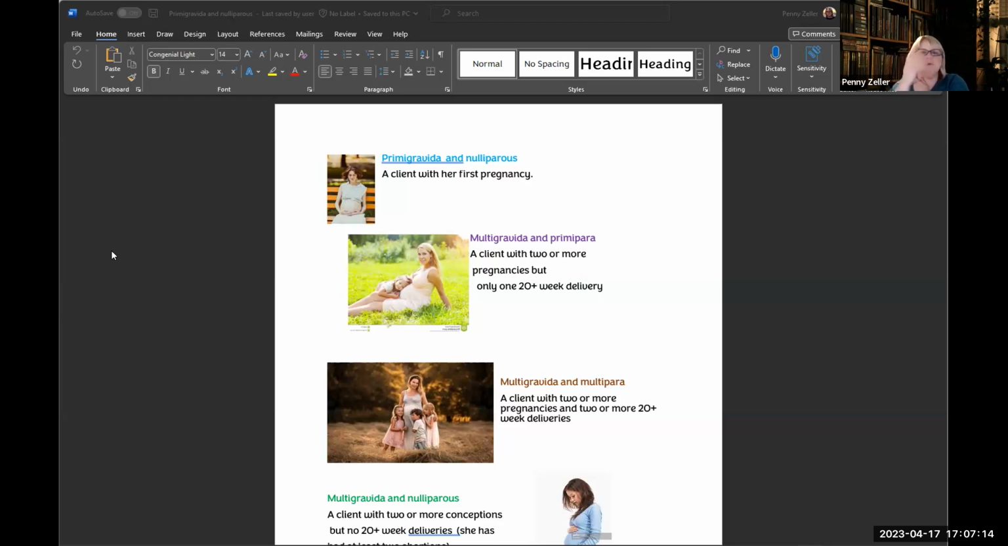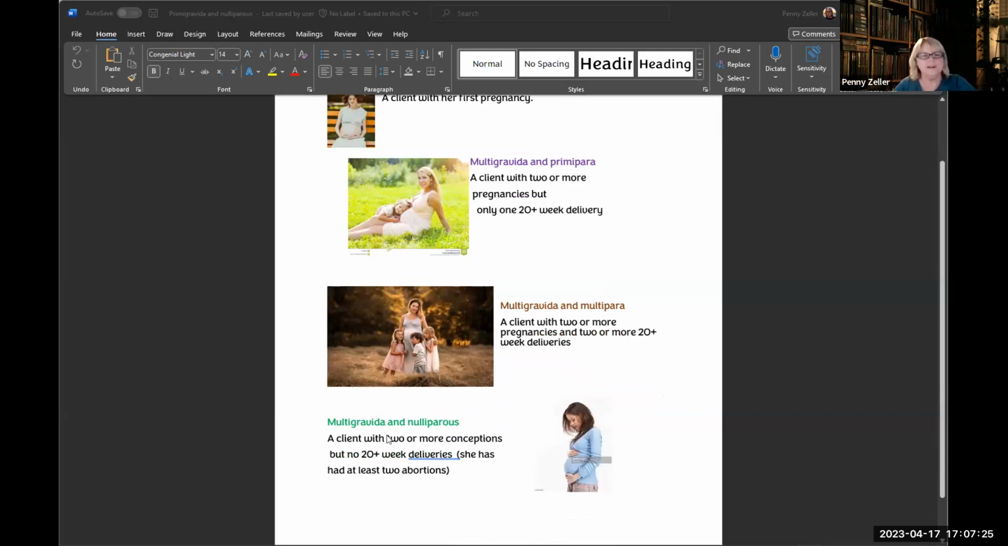Okay. And then a multigravida and multipara. She's had 2 or more children and 2 or more deliveries after 20 weeks. And then one more, multigravida but nulliparous. So this would be someone who's had maybe 2 abortions or 2 miscarriages, and she's never carried a baby to the 20th week. So she's multigravida because she's conceived 2 or more times, but she's never had a baby past the 20th week.